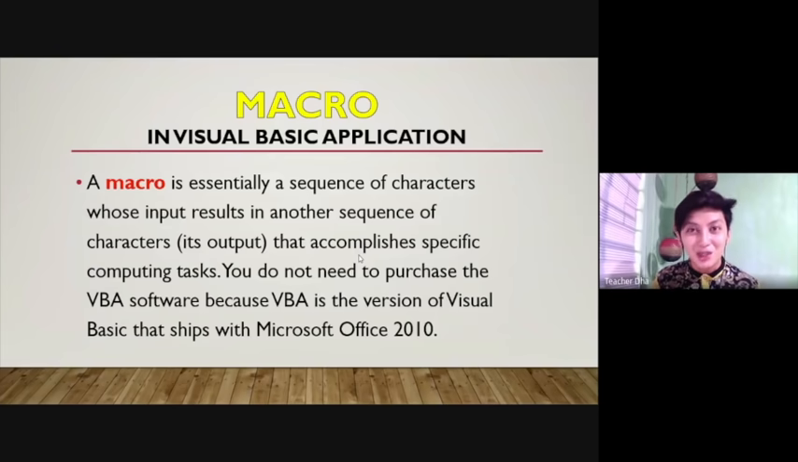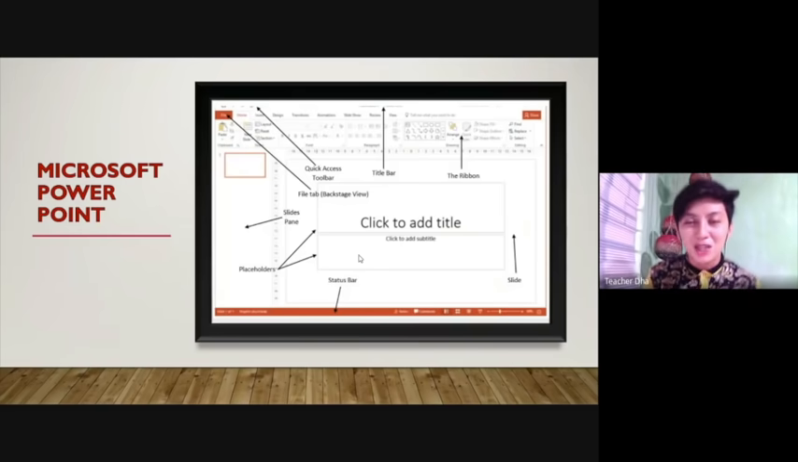So I will teach you how to activate your Developer tab so that you can see the macro and the Visual Basic applications. Okay, so we need to familiarize first with your PowerPoint presentation window. At the top of it, here, you can see the title bar, so that you will know what is the title of your PowerPoint. And then we have here the quick access toolbar, and then we have the toolbar here, the next layer.